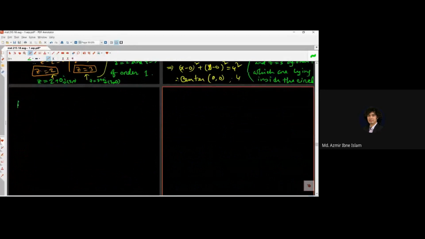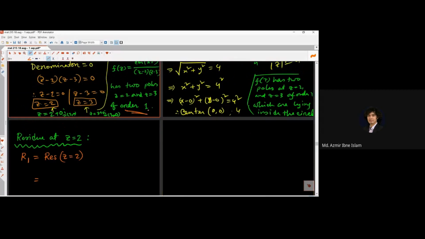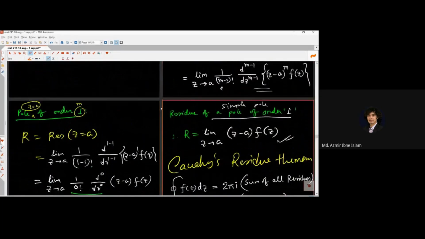So now residue at z equal to 2. We can mention this one as R1, or we can also write residue at z equal to 2. It is also written in another way, residue of f of z at 2. Same meaning. Okay, don't be confused with the different notations. Meaning is same. Clear? So residue at z equal to 2. Since both these poles are of order 1, which formula can be applied? If we have a pole of order 1, then residue will be this. Is that okay?